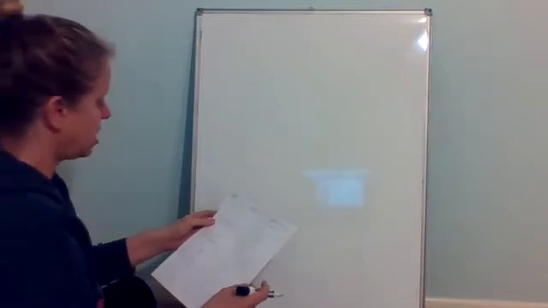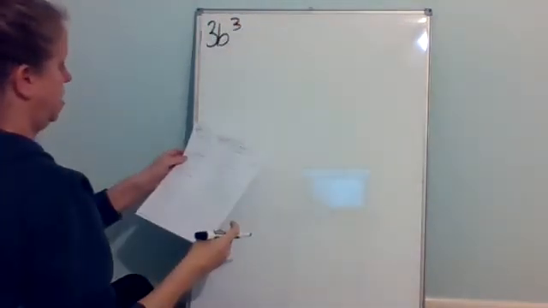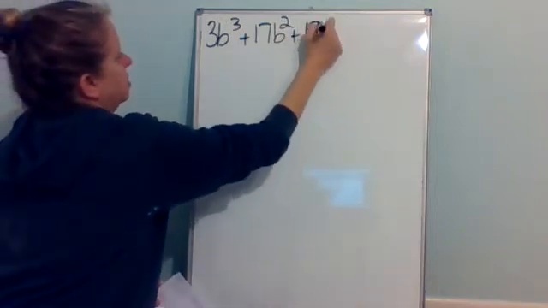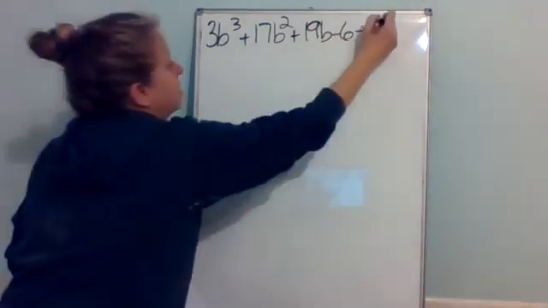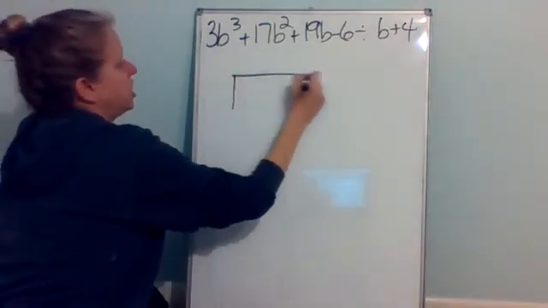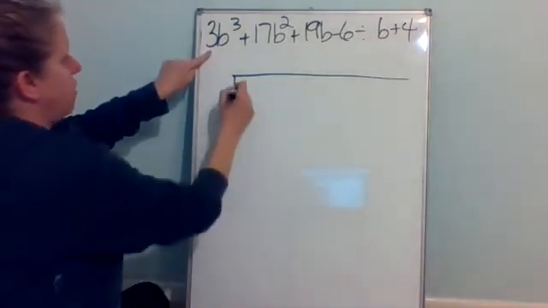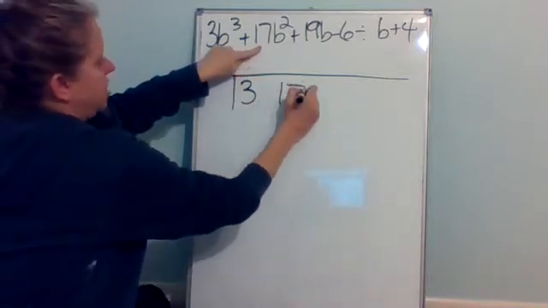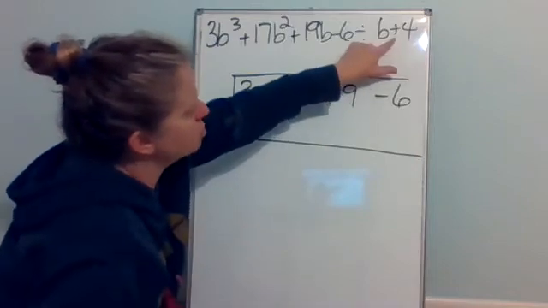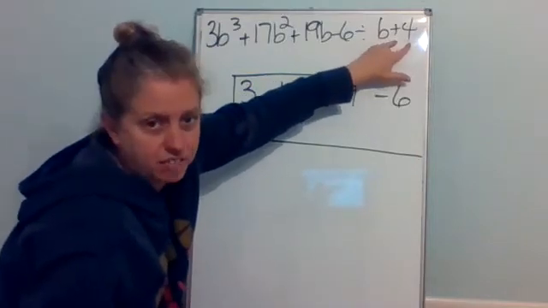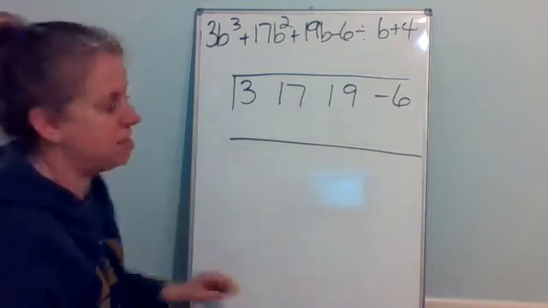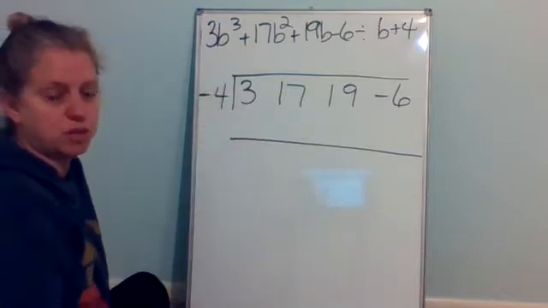Right, number 2, 3b to the third plus 17b squared plus 19b minus 6 divided by b plus 4. So let's see, to do our synthetic division, once again, it'll just be the coefficients. So 3, positive 17, positive 19, and negative 6. And remember, this tells me what I'm dividing by, but it's really going to be the opposite sign of this, right? Because if I set b plus 4 equal to 0 to solve it, I would have to subtract that 4 from both sides, which would give me the negative 4. So negative 4 is what I'm doing the synthetic division with.